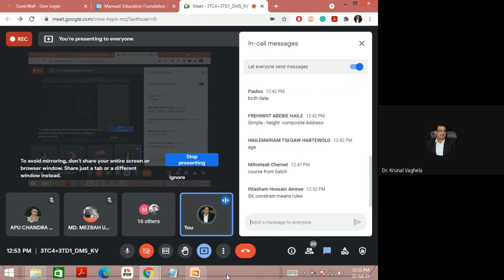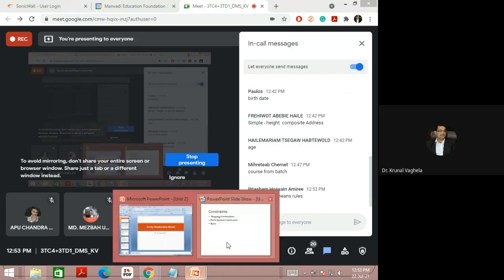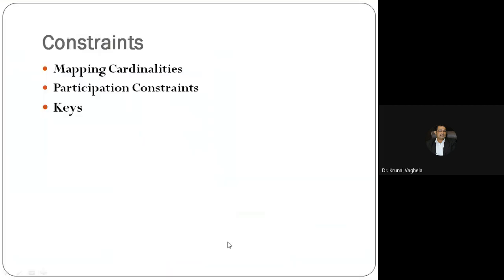Now, as far as our ER model is concerned, rules are mapping cardinalities, participation constraint, and key. Key we will skip right now. Today we'll learn mapping cardinalities and participation constraint. And you must remember this because in the next lecture I'm going to ask it again and again. First, mapping cardinalities.